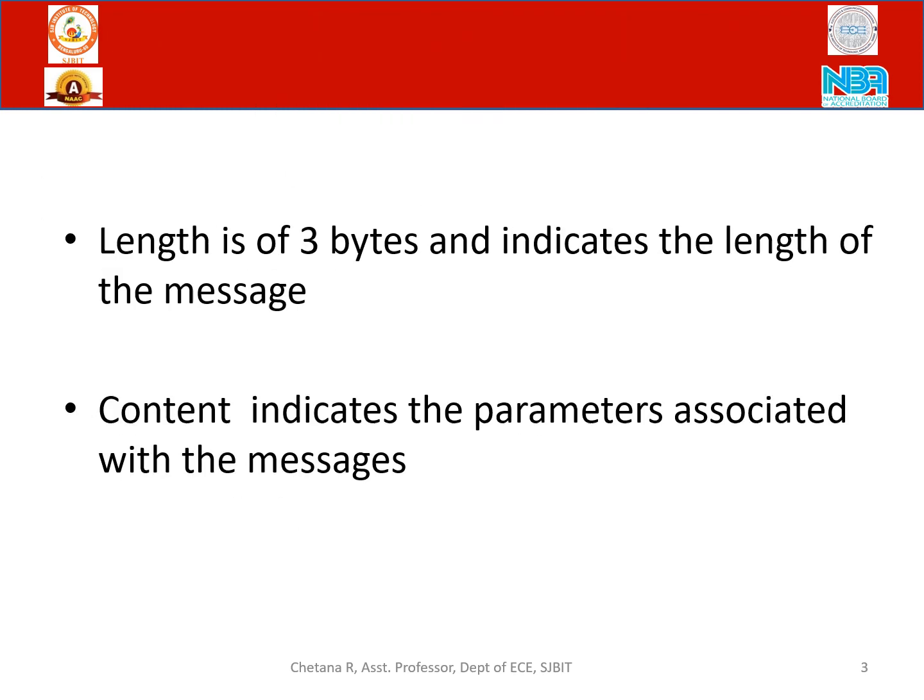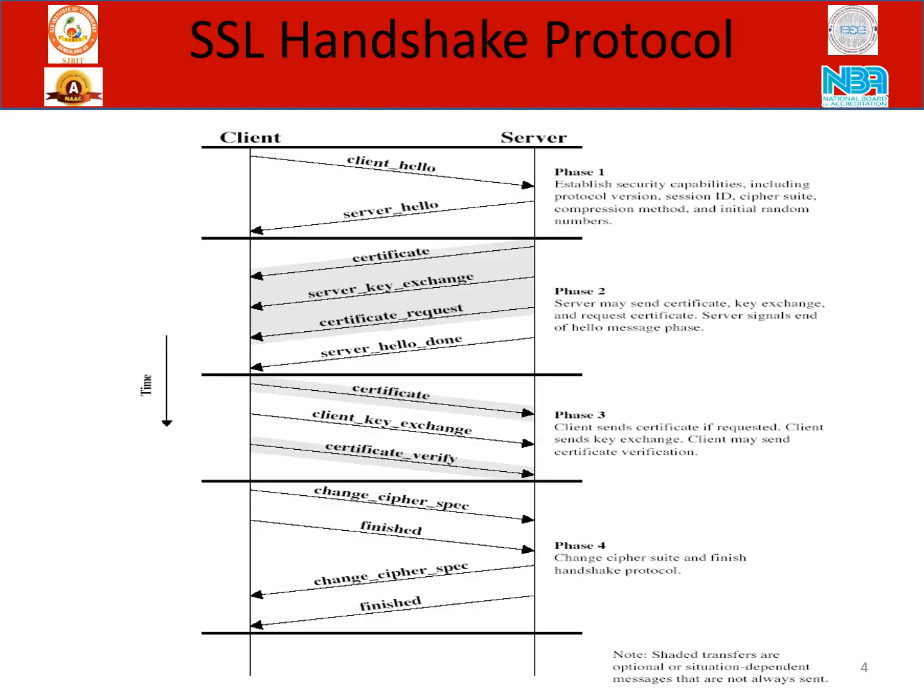Next we have length. Length indicates the message length, which is 3 bytes, and the next field is the content, which indicates the parameters associated with the messages. So this is all about the handshake protocol, and these are the different phases involved during the handshake, and it is always the interaction between the client and the server. It is established in 4 different phases. So what are the different stages?